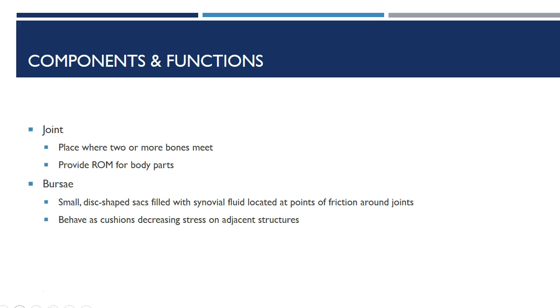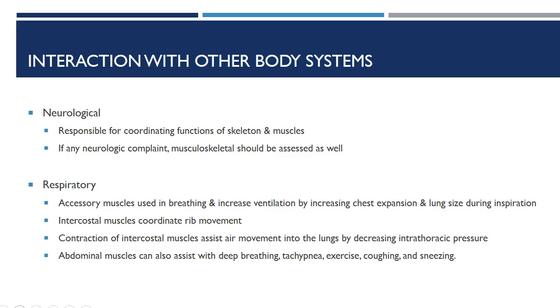Our joints are places where two or more bones meet, so like your elbow joint, your knee joint, anything that hinges basically. They help provide range of motion for all of our body parts. And then we have bursae, which are small disc-shaped sacs filled with synovial fluid, and they are located at points of friction around joints. So you have like a shoulder bursae, a knee bursae, and it behaves as cushions to decrease stress on adjacent structures.